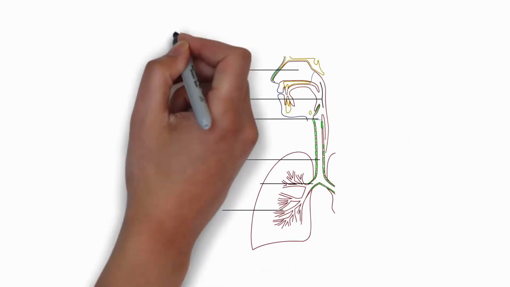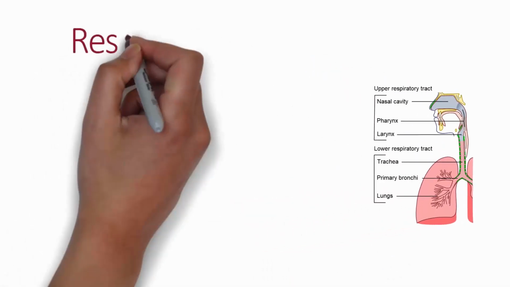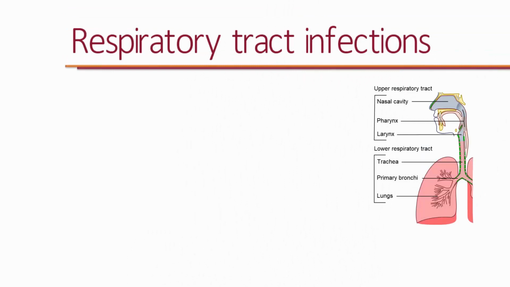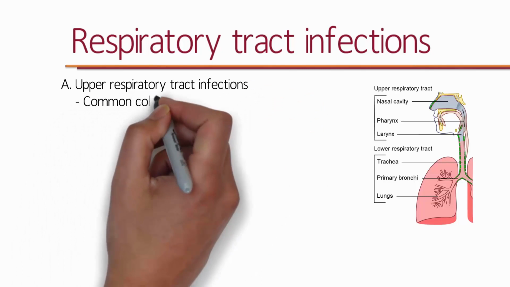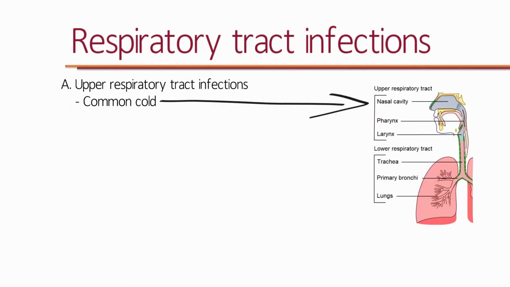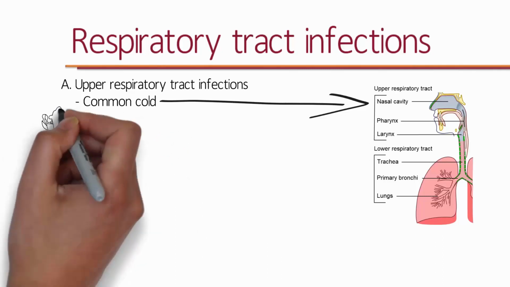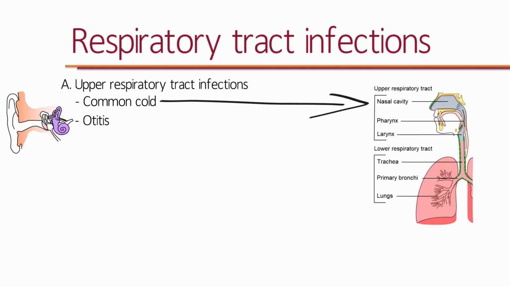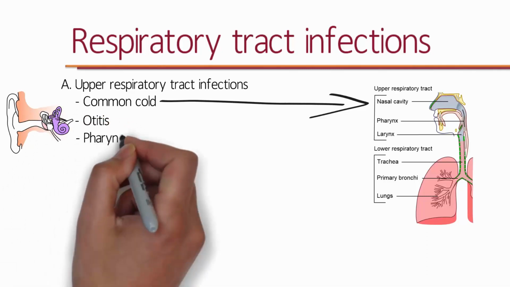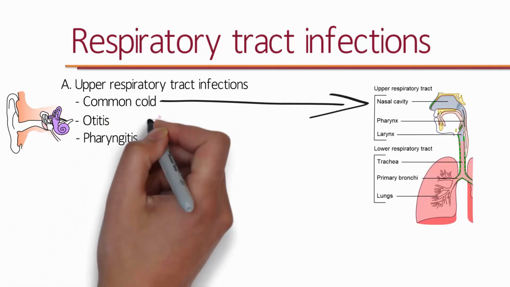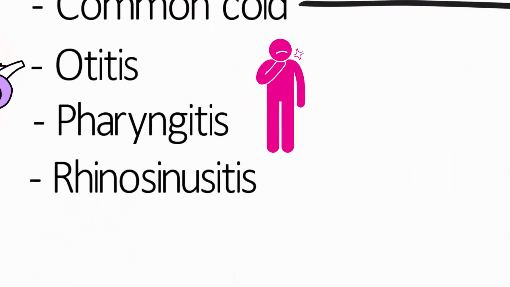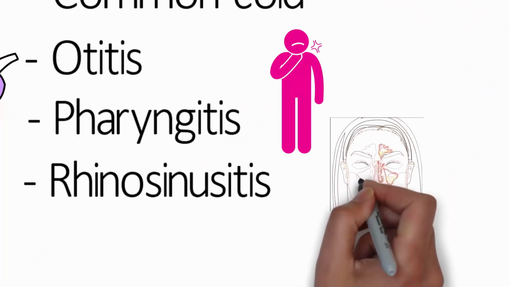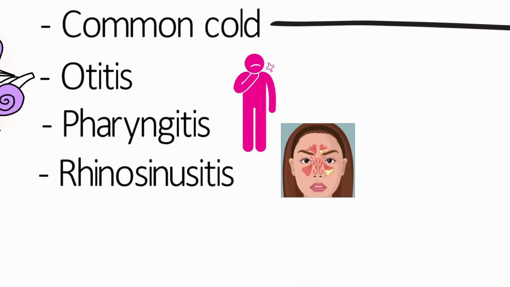Respiratory tract infections can be divided into upper respiratory tract infections and lower respiratory tract infections. Common cold, which is the most common upper respiratory tract infection, primarily affects the nasal cavity and the sinus area. Otitis, which is basically the infection of the ear, is also considered an upper respiratory tract infection. You can also have pharyngitis, which is the infection of the pharynx. The pharynx is, of course, the canal that connects the nose to the throat. And lastly, you can have rhinosinusitis, which is primarily the infection of the sinus cavity.